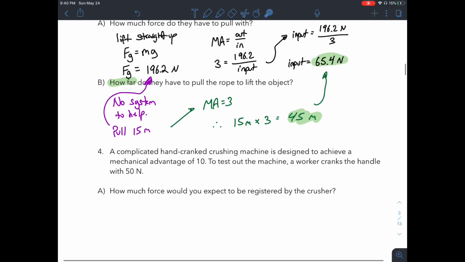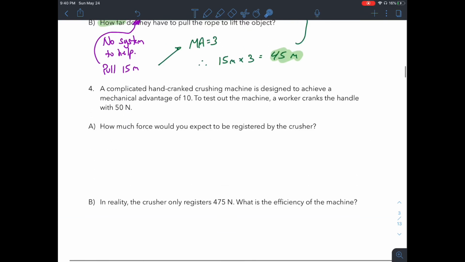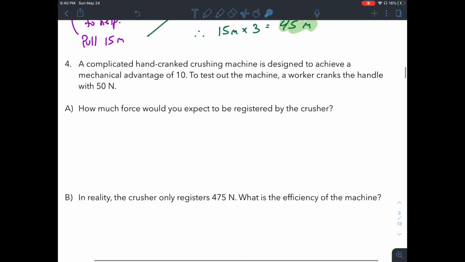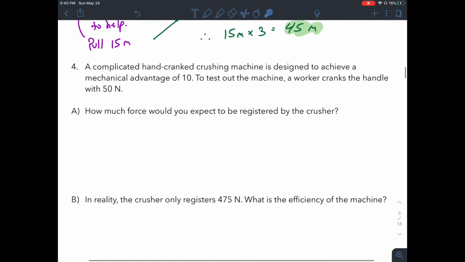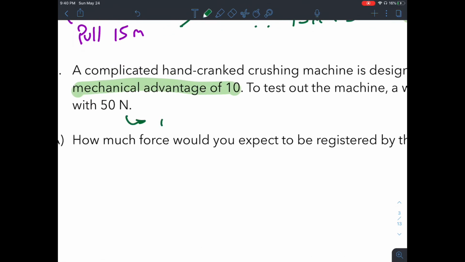Okay, cool, fantastic. Question number 4. Okay, we're going to look at some efficiency. So we've got a hand cranked machine that is designed to give a mechanical advantage of 10. To test out the machine, the worker cranks the handle with 50 newtons. So this 50 newtons, right, that is the input force.